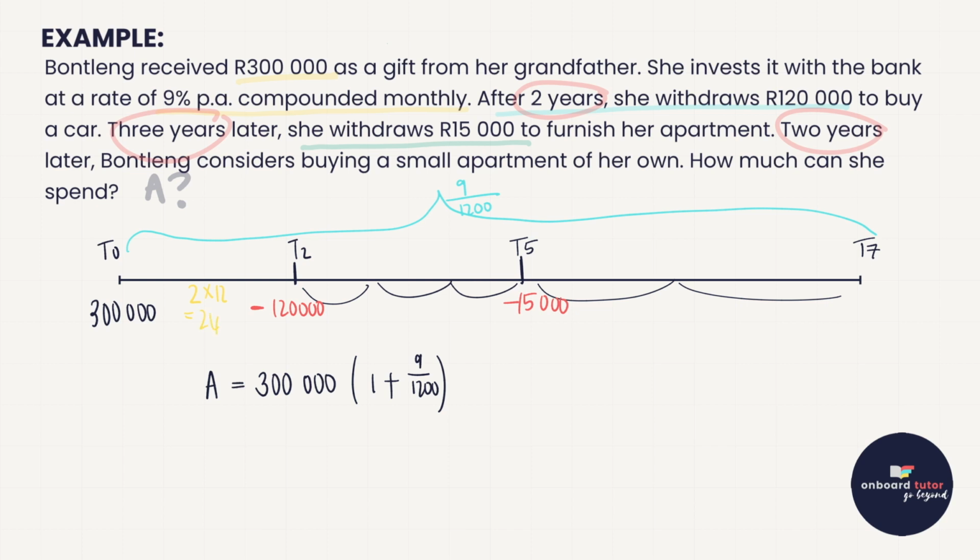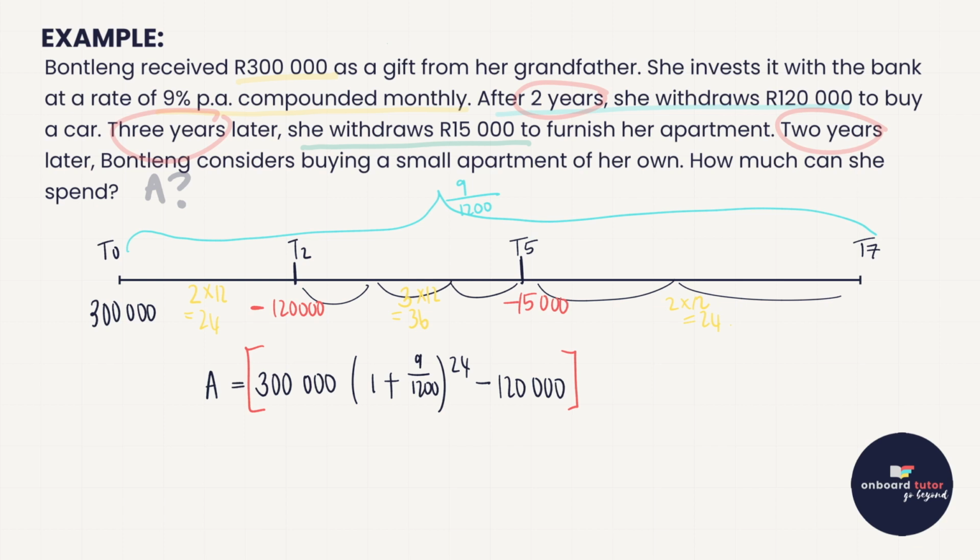So 2 times 12 is 24. In this part here, we've got 3 years, so 3 times 12 is 36. And then finally, another 2 years there, so 2 times 12 is 24. Okay, that just helps us now to answer the question. So 24 months. Then we are going to subtract 120,000 Rand. Okay, and so now this, what has gone before, becomes the new present value.